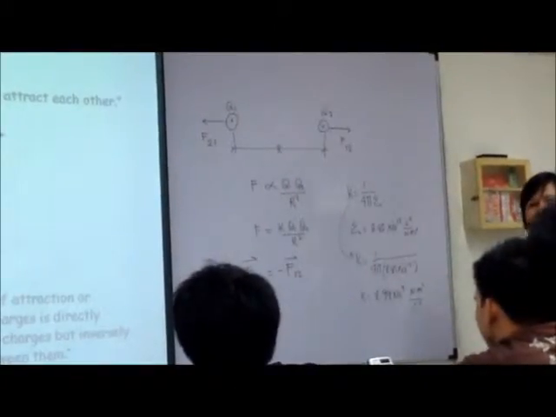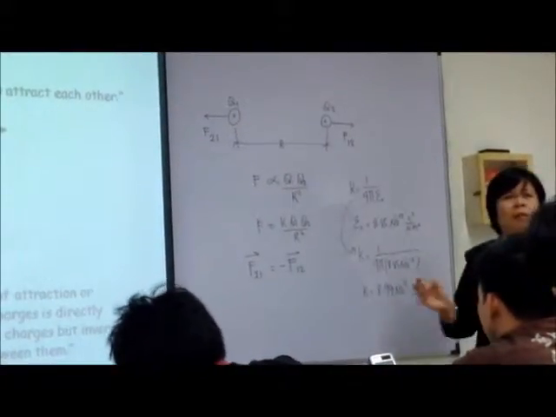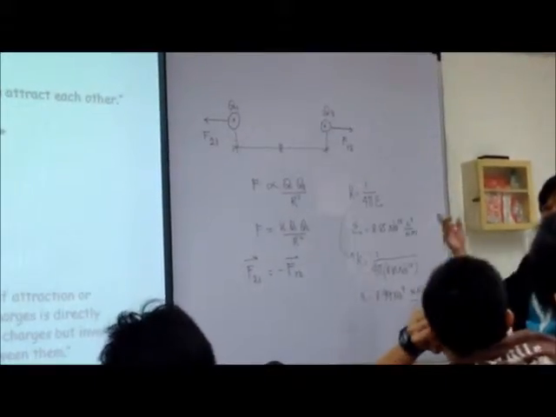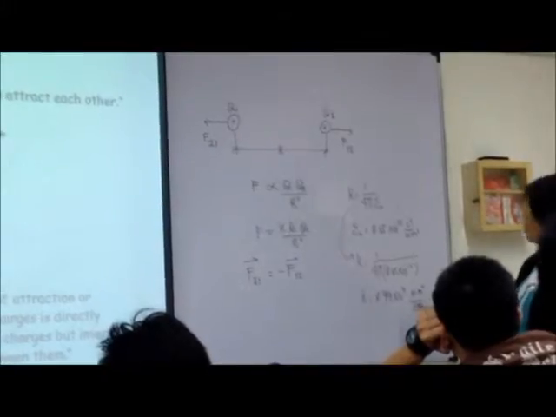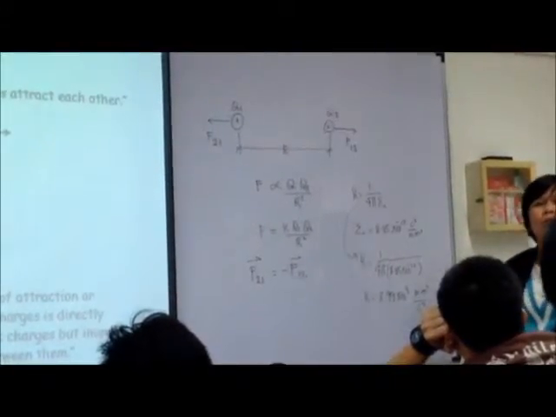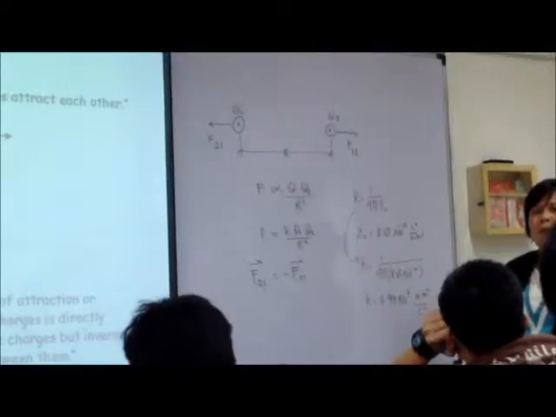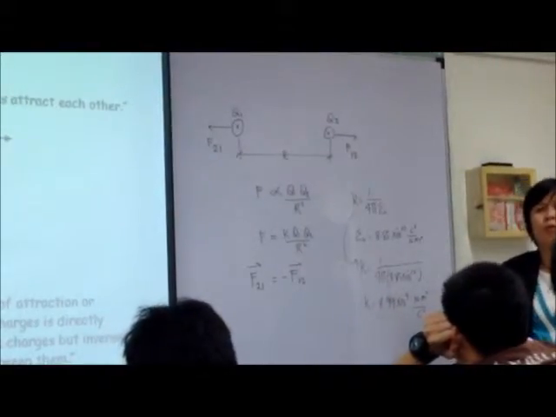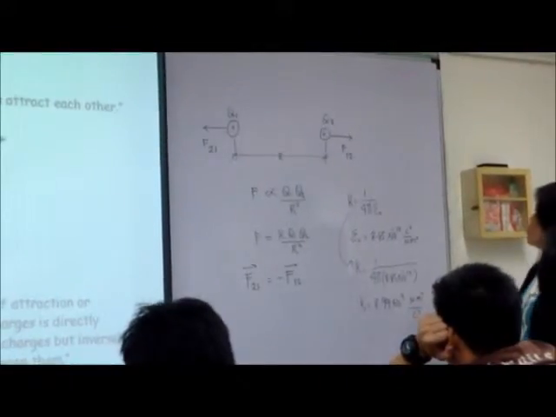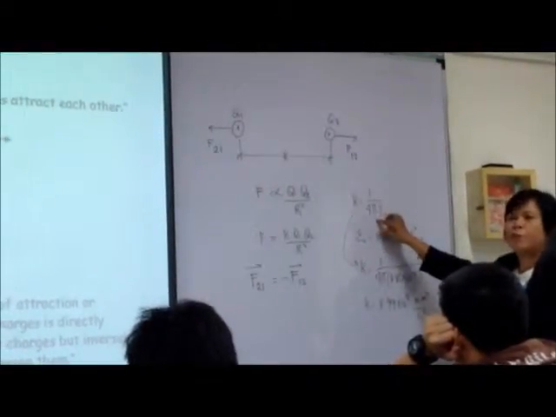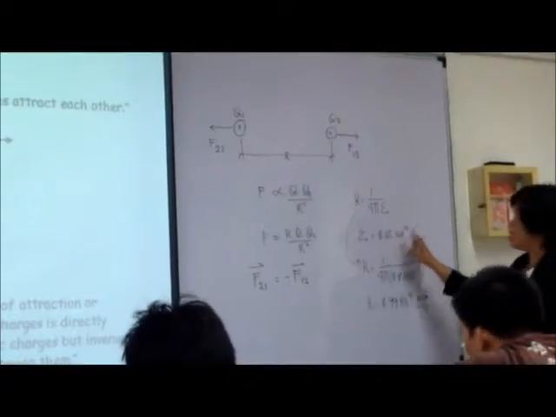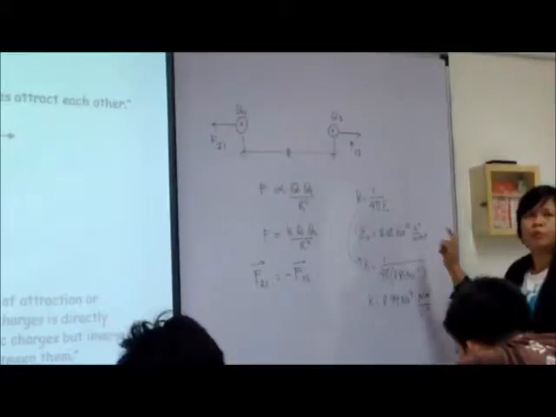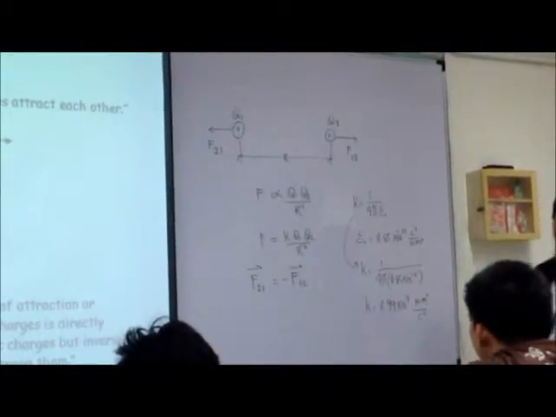Now, if you are taking this subject for the second time, you might wonder, because in your previous course last term, you used K as 9 times 10 raised to 9. But to be safe, to make sure that you will be able to get the exact answer in your online activity, you just consider that K is 1 over 4 pi E, with E as 8.85 times 10 raised to negative 12, to be able to get the exact value for your answer.